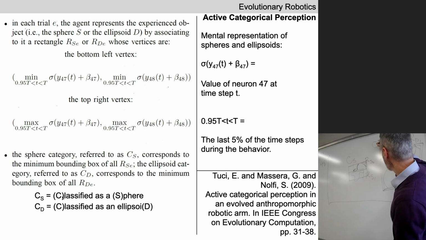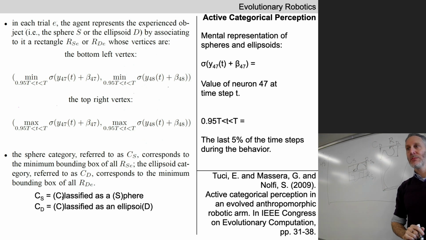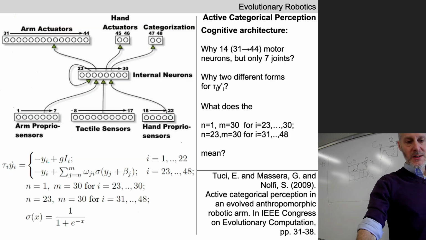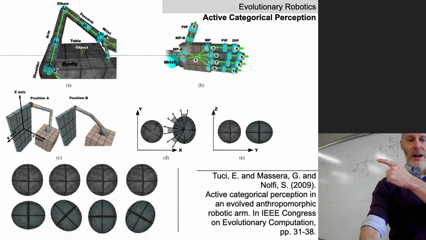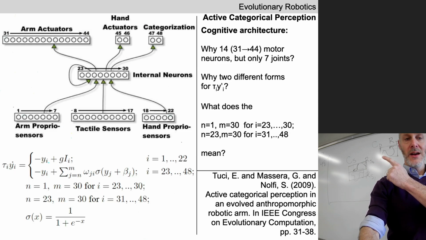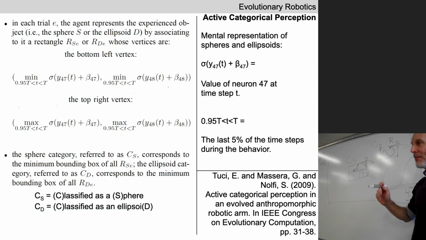Here are all the experiences the robot had in the presence of the ellipsoid. So far, so good? So we've talked about the problem that the robot is trying to solve. We've talked about the robot's body. We've talked about the robot's brain. And we've now talked quite a bit about these 2 neurons within the brain.